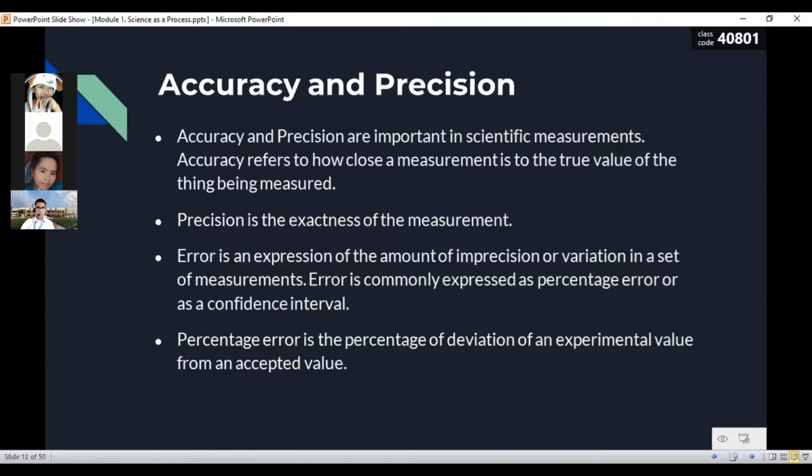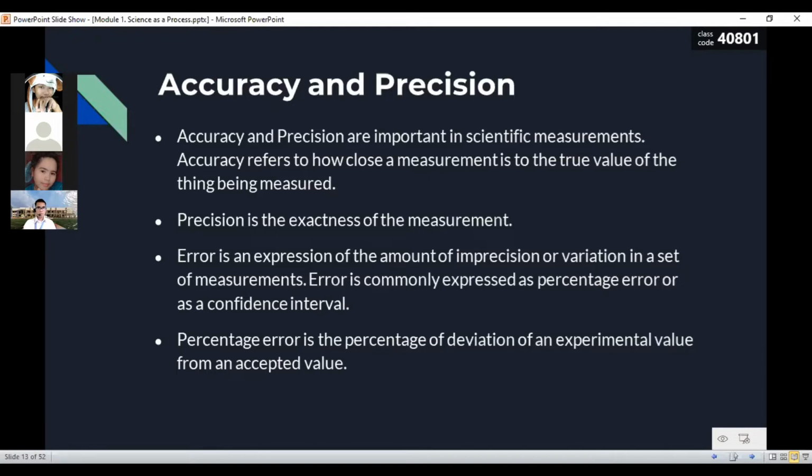Accuracy and precision are important in scientific measurements. Accuracy refers to how close a measurement is to the true value of the thing being measured. So, it is very important when we experiment that we must be accurate and precise. Precision is the exactness of the measurement. For example, a distance that is measured in millimeters is more precise than a distance that is measured in centimeters. Measurements can be precise and yet inaccurate.